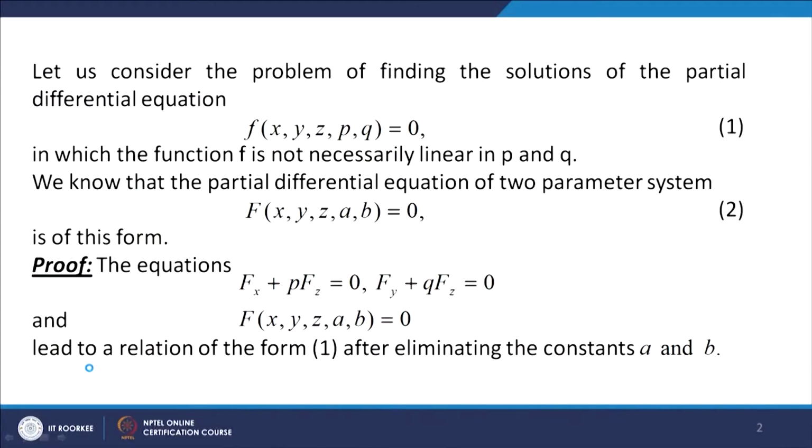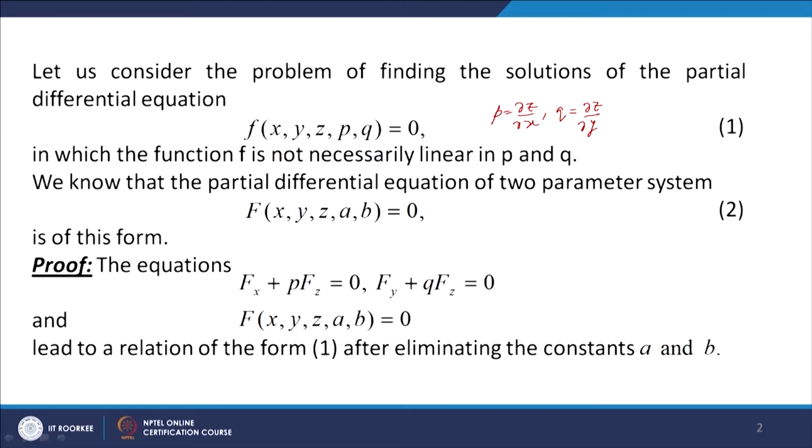Let us consider the problem of finding the solutions of the partial differential equation f(x, y, z, p, q) = 0, where p is the partial derivative of z with respect to x, and q is the partial derivative of z with respect to y, where the function f is not necessarily linear in p and q. We know that the partial differential equation of a two parameter system f(x, y, z, a, b) = 0 is of this form.